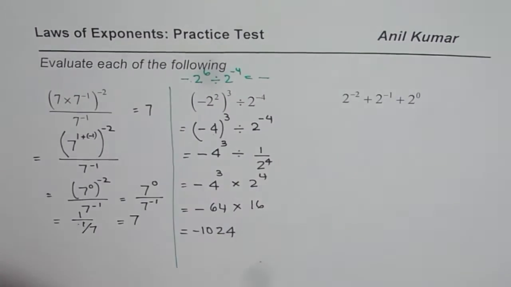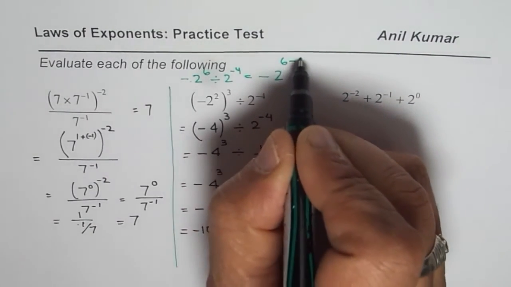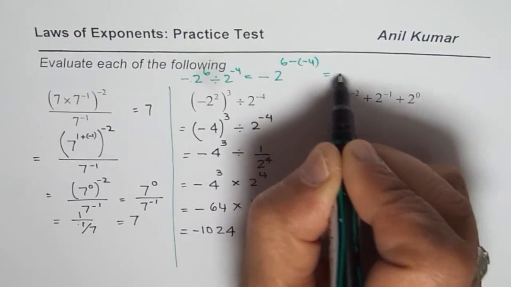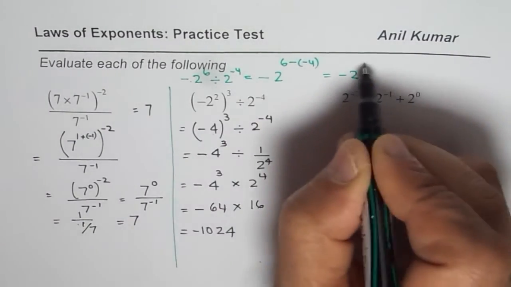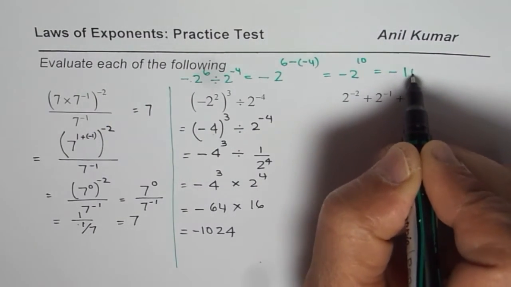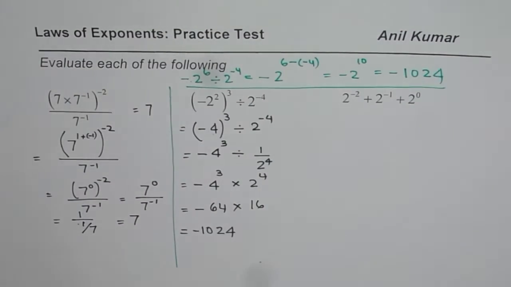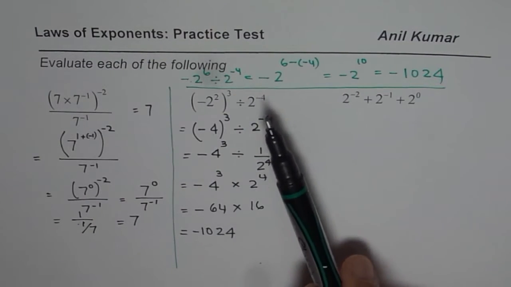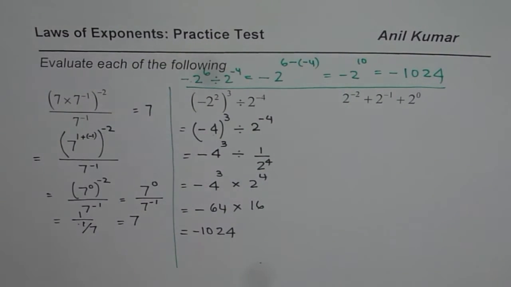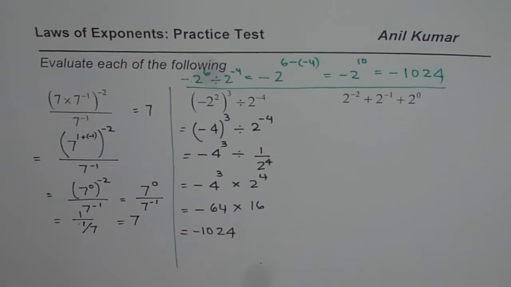So this minus is outside. You get 2 to the power of 6 minus minus 4, since division means subtracting the exponents. That gives you minus 2 to the power of 6 plus 4, which is 10. Minus 2 to the power of 10 is minus 1024. So that is the alternate way of solving this, which at times is a preferred way also. Whenever you're working with exponents, try to maintain the same base. It helps. That is much simpler than the method we followed earlier. I hope you appreciate it.